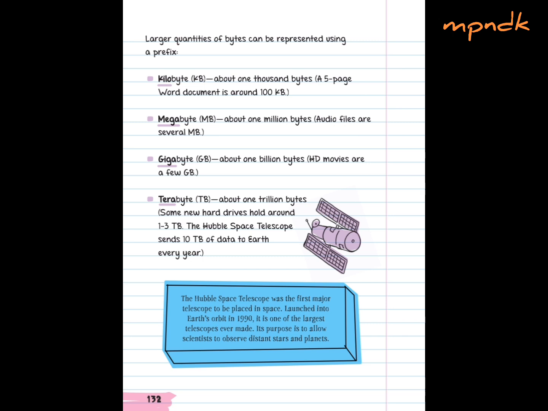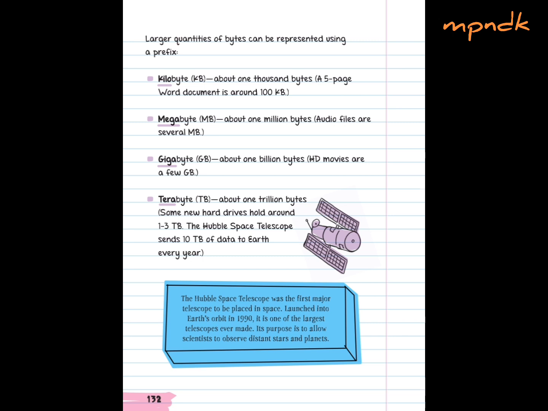Larger quantities of bytes can be represented using a prefix. Kilobyte, KB: about 1000 bytes; a 5-page Word document is around 100 kilobytes. Megabyte, MB: about 1 million bytes; audio files are several megabytes. Gigabyte, GB: about 1 billion bytes; HD movies are a few gigabytes. Terabyte, TB: about 1 trillion bytes; some new hard drives hold around 1 to 3 terabytes. The Hubble Space Telescope sends 10 terabytes of data to Earth every year.